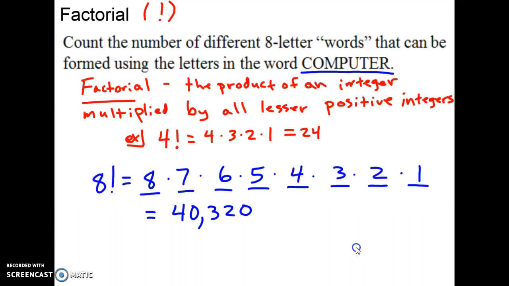And it's hard to kind of grasp that we only have 8 letters in the word computer, but there's over 40,000 ways of arranging them. And this is kind of the awe-inspiring thing about combinatorics. And we'll obviously be talking about more of those concepts as we go through this section.